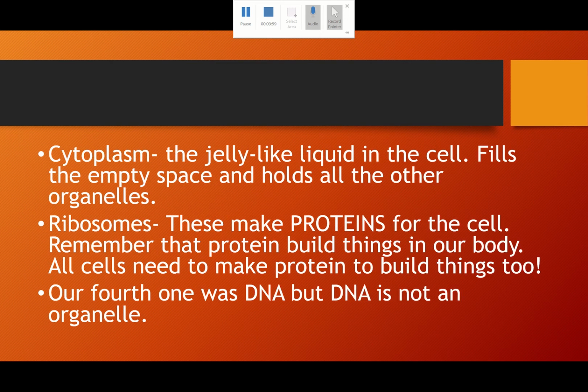The next organelle is our cytoplasm. Cytoplasm is the jelly-like liquid in the cell. It's going to fill all of the empty space and hold all the other organelles. So if you see, our prokaryotic cell doesn't list cytoplasm in our picture, but all of the light yellow inside the cell membrane, all of that extra empty space, that's the cytoplasm. That's also listed on our animal cell and on our plant cell. Cytoplasm is just filling all of the extra space. It's called jelly-like, but I want you to know that that means there's a lot of water in there.